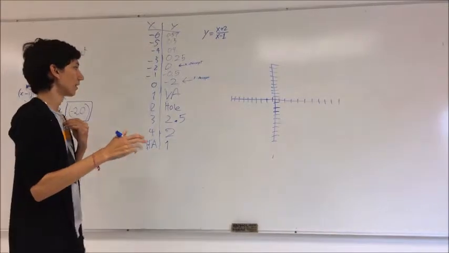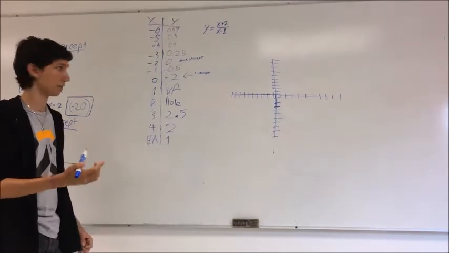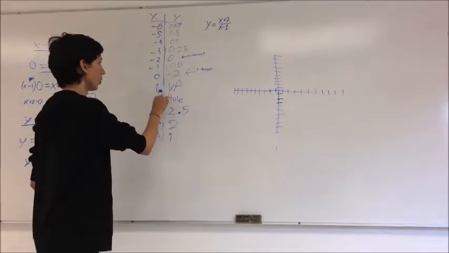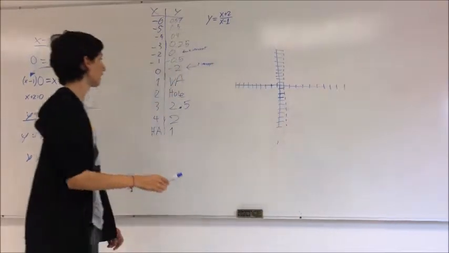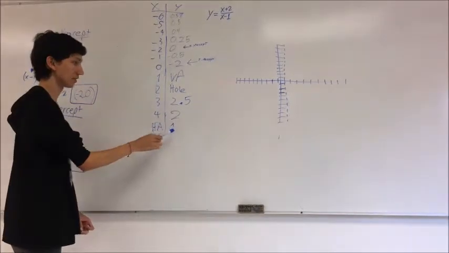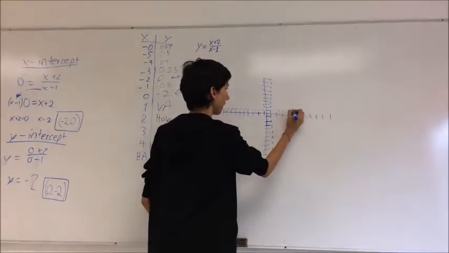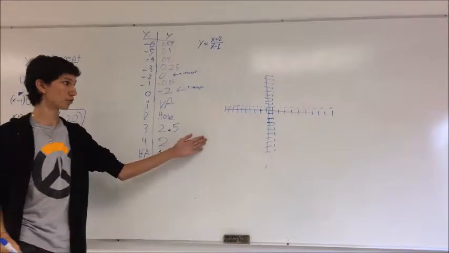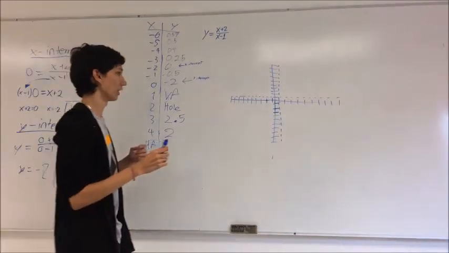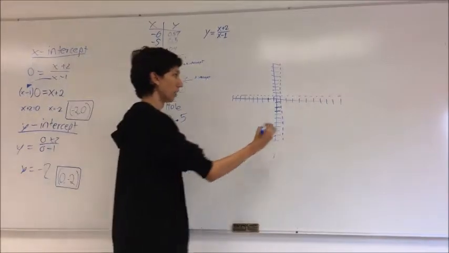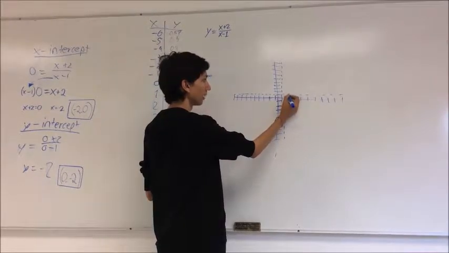Then we want to mark the asymptotes with a dotted line so we don't put points on them. First of all, the vertical asymptote is x equals 1, so here I'm going to make a dotted line. And then the horizontal asymptote is right here, y equals 1, so I'm going to make a dotted line right here. Now we have our asymptotes and our intercepts, and now we can put in the hole, which is at x equal to 2. It will be right around here.